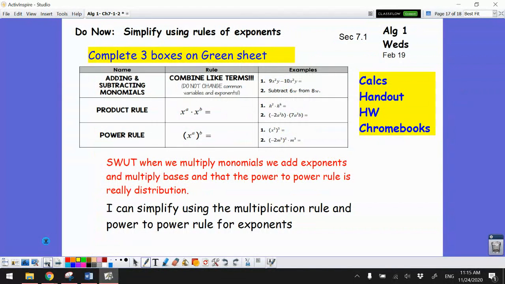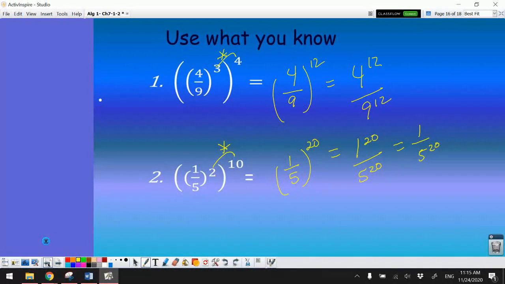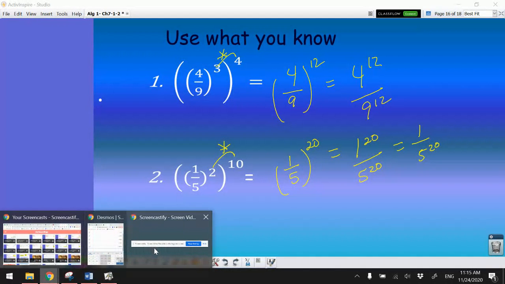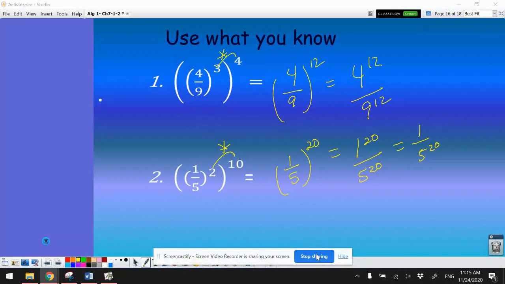Okay, we are done for today. Go ahead and make some progress on your homework. And we're going to move on to 2 other rules tomorrow, actually 3: division, negatives, and zeros.